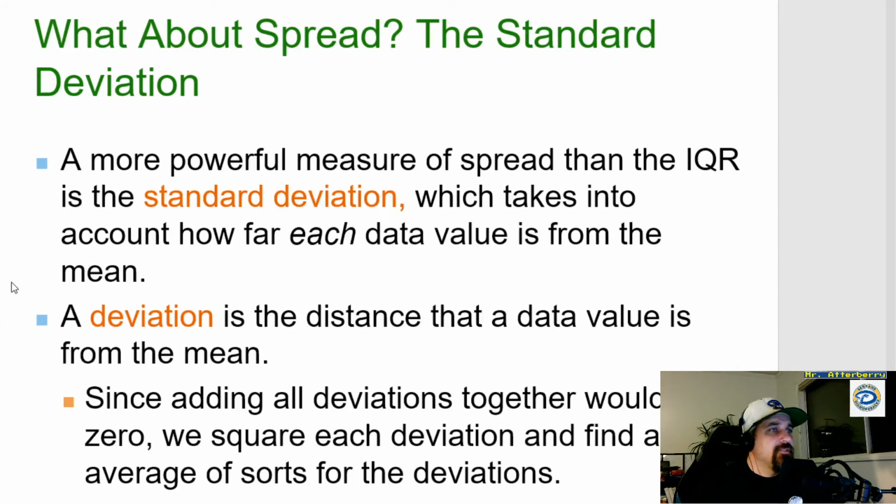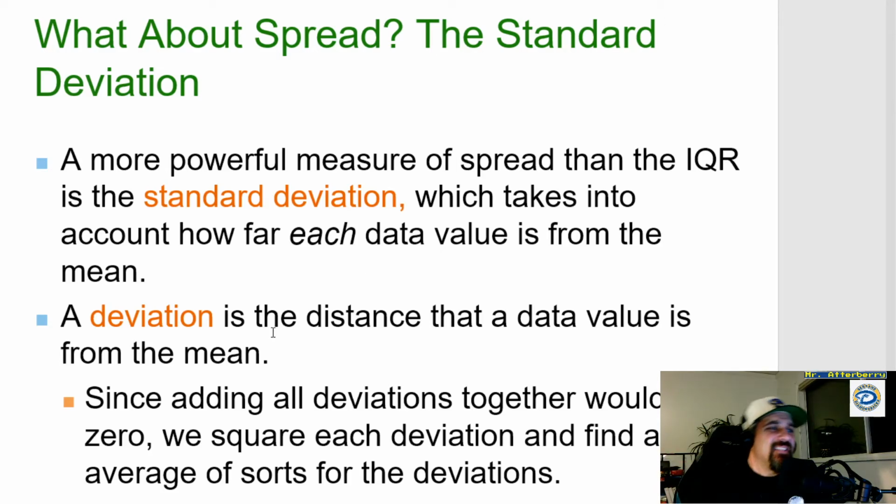So, talking about spread, when you're talking about the mean and symmetrical data, you should talk about the standard deviation. The median is about the IQR and that kind of spread. But the mean's version of the IQR is what's called the standard deviation, which takes into account how far each data value is from the mean. So it tells you how far it is from the average. If something is close to the mean, then it's like 0 standard deviations away from it. If it's far from the mean, it might be 1, 2, 3, 4 standard deviations away.